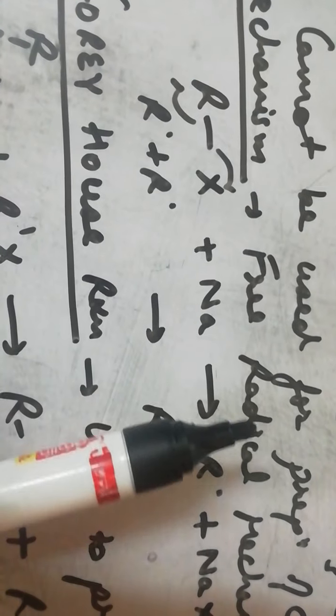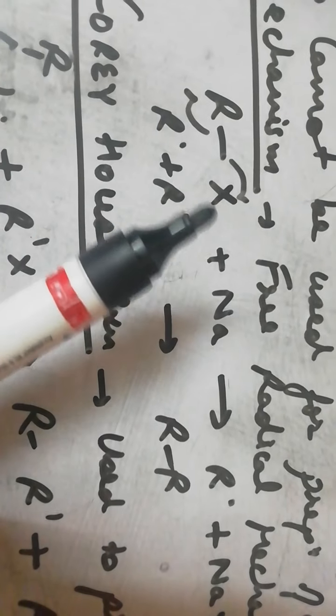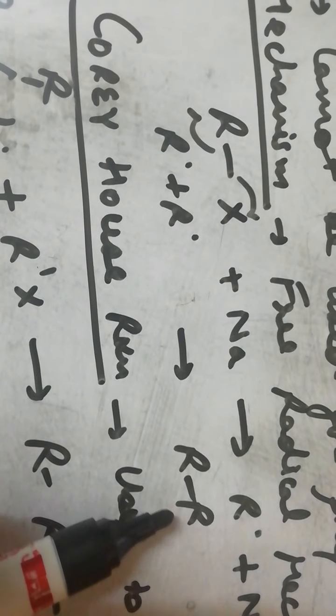So the mechanism of this Wurtz reaction is that it proceeds by a free radical mechanism. So RX plus Na. This bond will undergo homolytic fission, which is represented by a single-headed arrow, and we will get alkyl free radical plus NaX. Now two molecules of alkyl free radical will react to give the alkane.